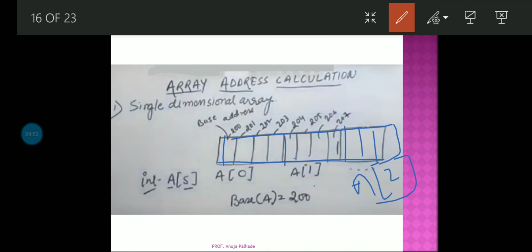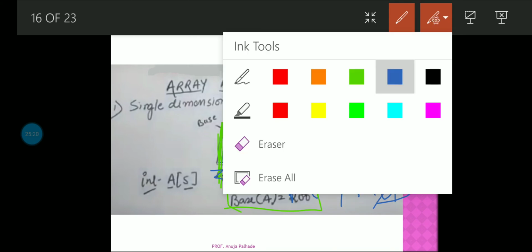Now suppose your base address is given as 200. Suppose this standing line is of A 200, then this is 201, 202, 203, 204. Means your A of 0 is ending here. So this is one cell of the array, then this is the second cell of the array, and this is the third cell of the array.